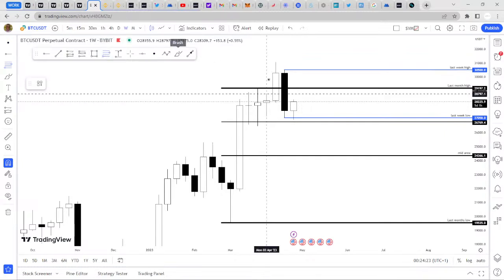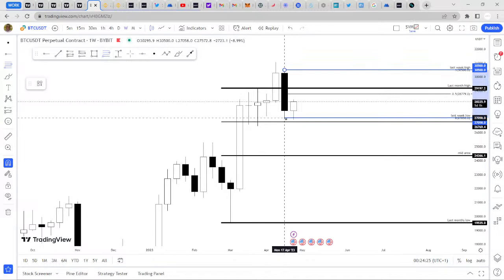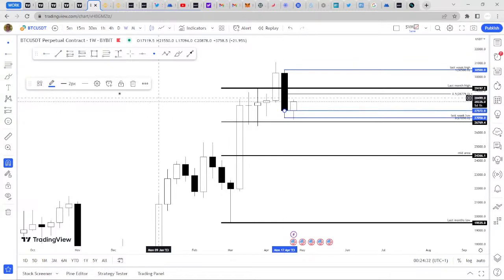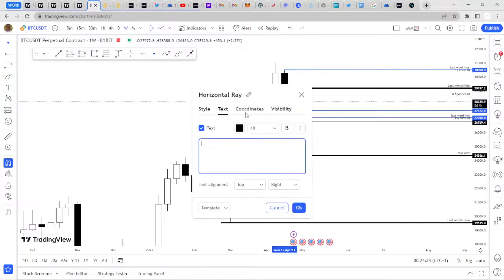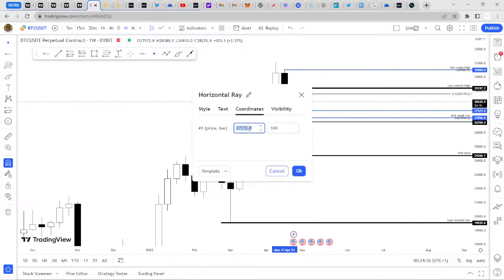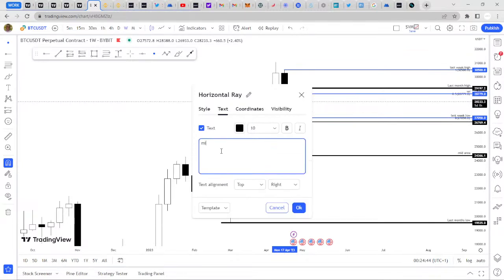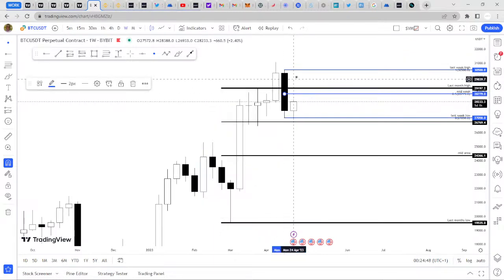The mid range of last week's candle comes around 28,779. Let me build that midweek. Alright, so we have our weekly range mapped out too, right?